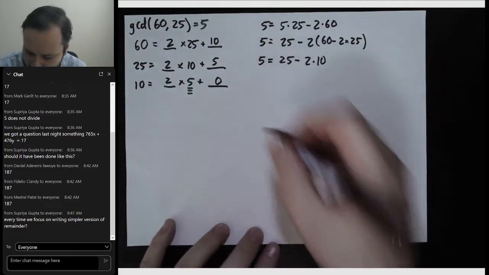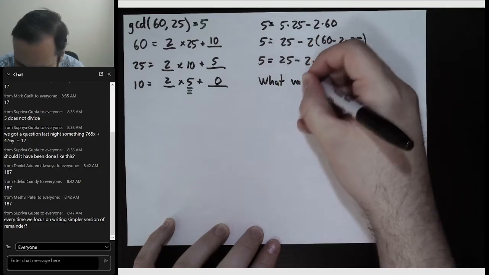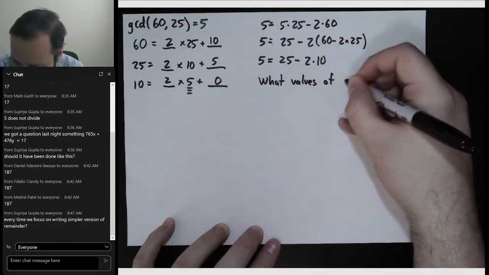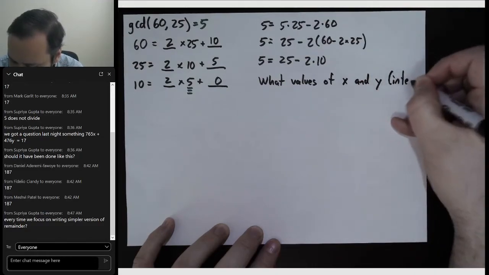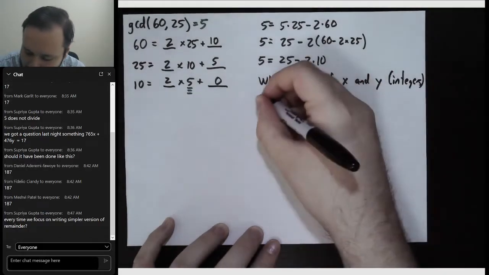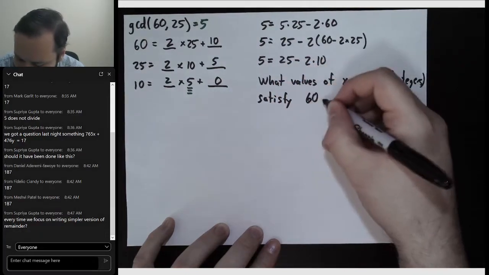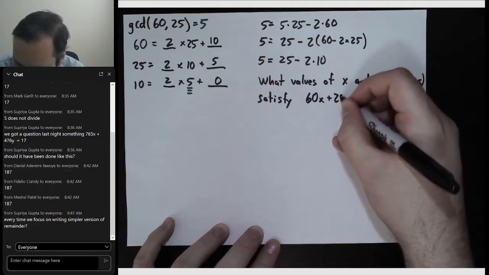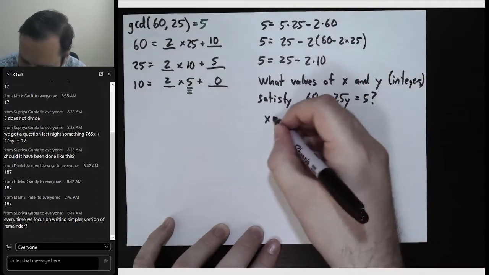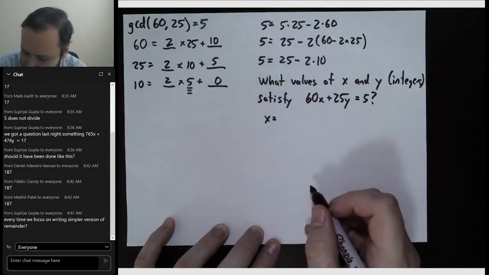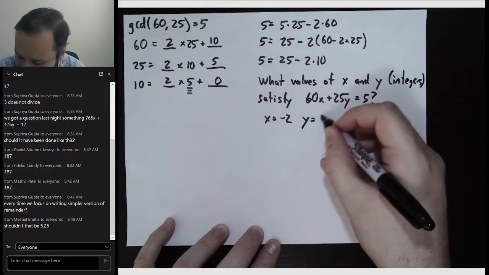And I've got an answer to the question, what values of x and y, both integers, satisfy 60x plus 25y is equal to 5. I can say x is equal to minus 2 and y is equal to 5.